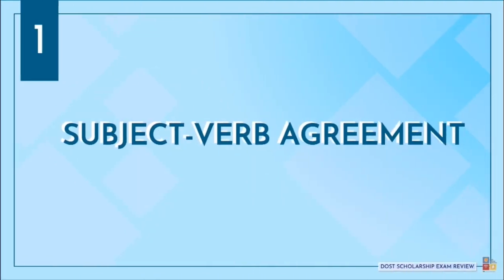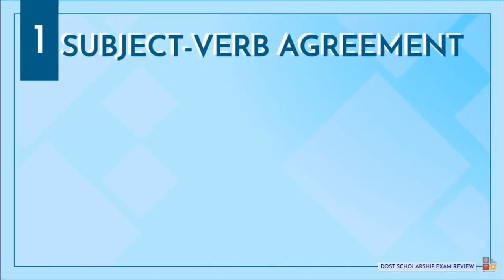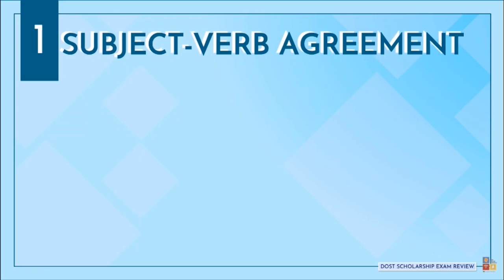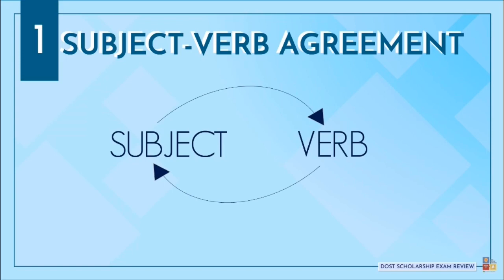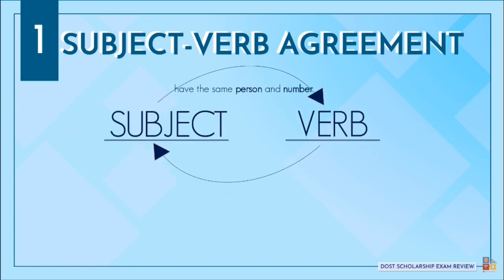So first up is subject-verb agreement. Now, subject-verb agreement basically means that the subject and the verb have the same person and number. The person indicates whether the subject of the verb is in first, second, or third person, and number indicates whether it is plural or singular.